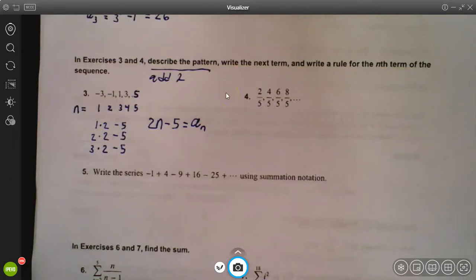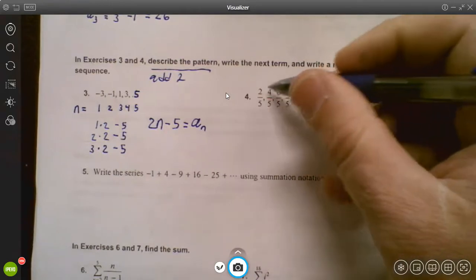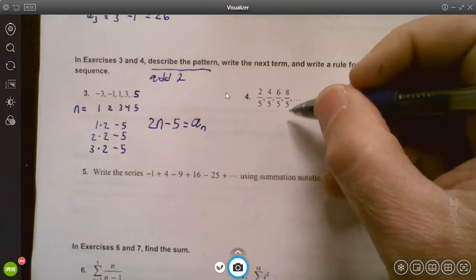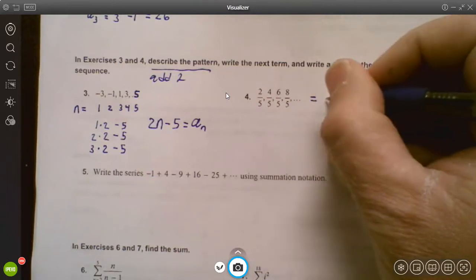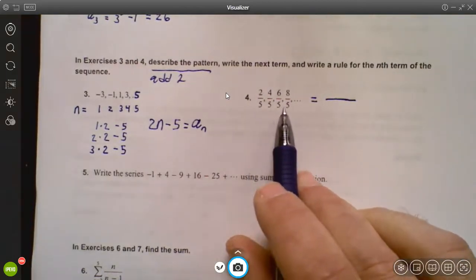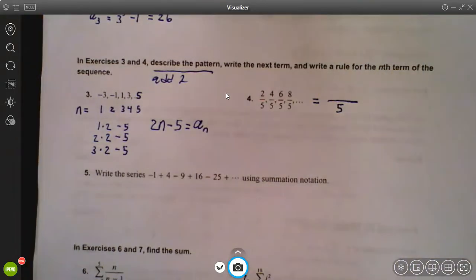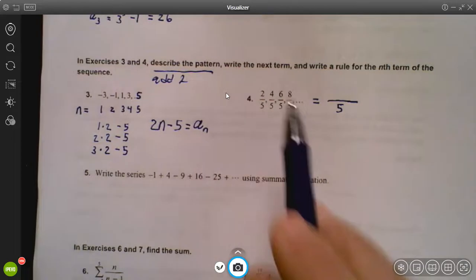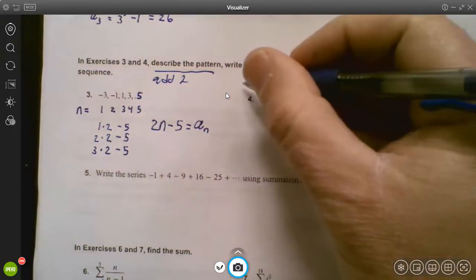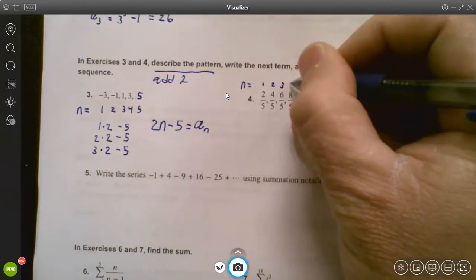So if I go to number 4, guys, anytime you see a fraction, just separate them. Okay, so separate what's going on top from what's going on bottom. So if I was going to write a rule for this, if you look across the bottom, well, obviously the bottom is always 5. So the bottom of the rule is always 5. All I got to figure out is what's the rule for 2, 4, 6, 8. So remember, that's like saying first term, second term, third term, fourth term.